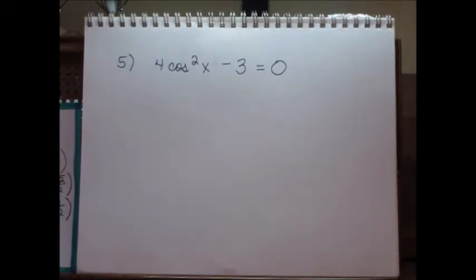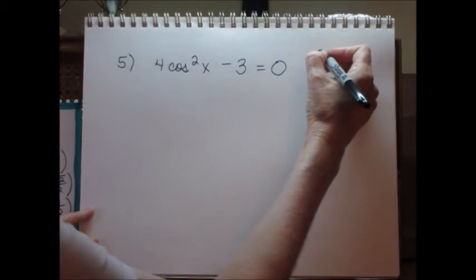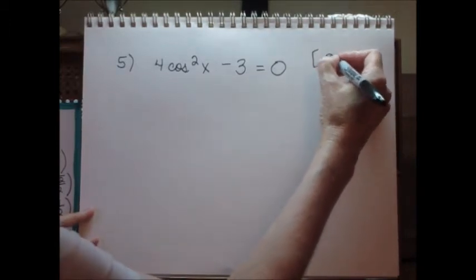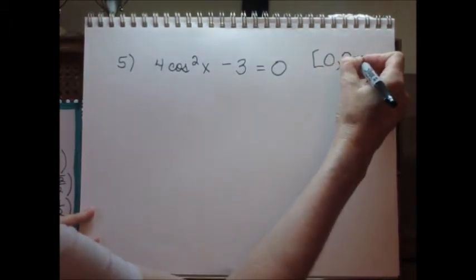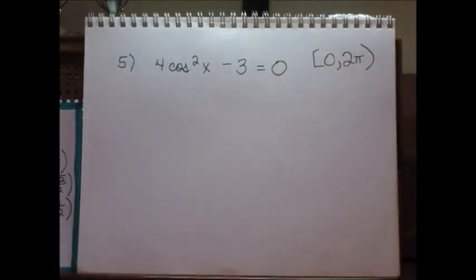Today we're going to continue in section 5.5 with a few more trig equations to solve. For all of the equations in this video, we're only going to solve them from 0 to 2 pi, so just once around the unit circle. Let's take a look at problem number 5: 4 cosine squared of x minus 3 is equal to 0.